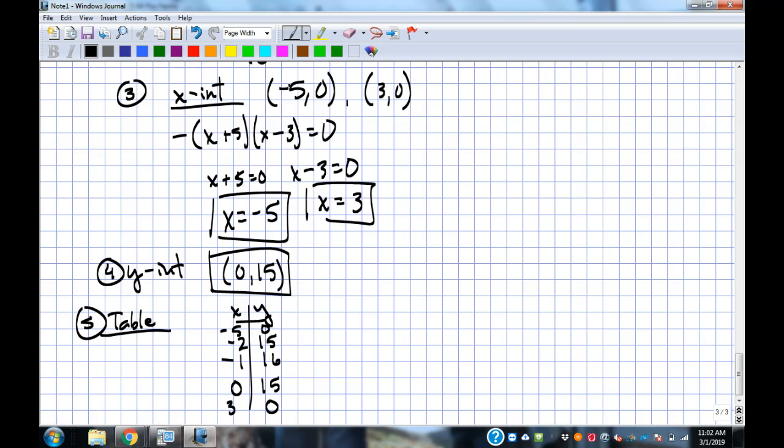So when I go to draw my graph, I've got to have a little bit bigger of a graph here because it's going up to 16. So I might go by 2s on my graph paper or something.